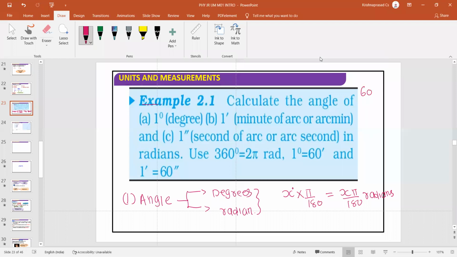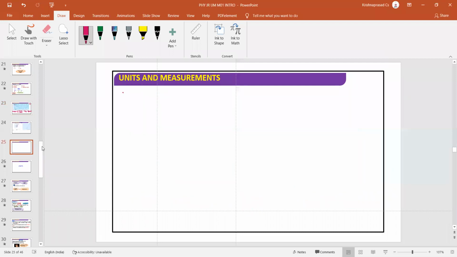So 60 multiplied by pi by 180. Now we know three times, right? 60 goes three times in 180. So it is pi by 3 rad. 60 degree in radians is pi by 3.